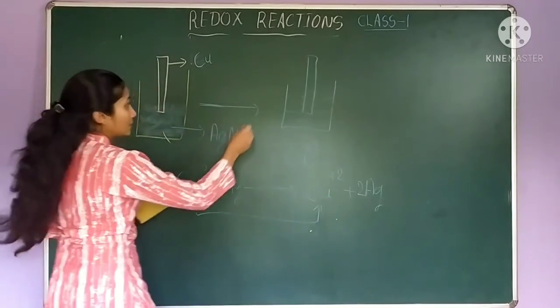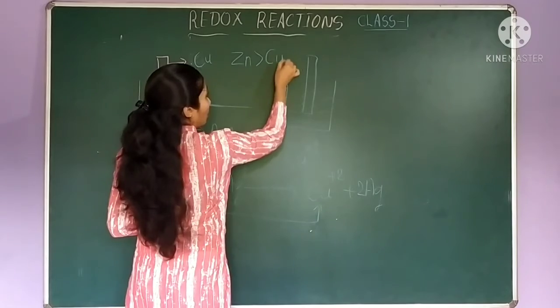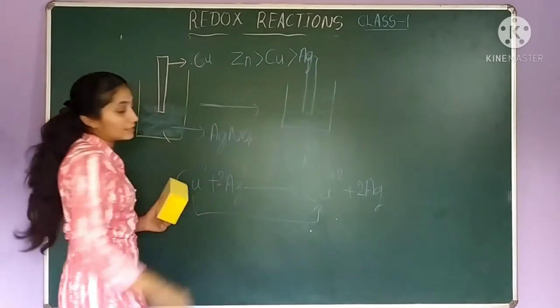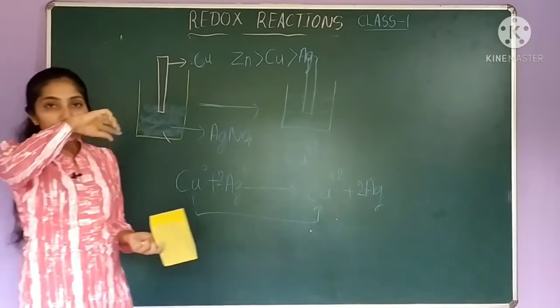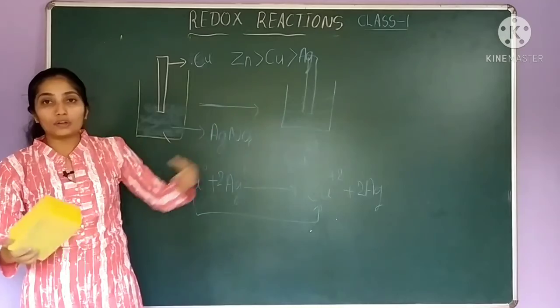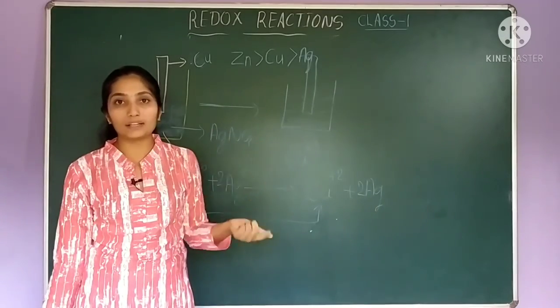That means only zinc can donate electrons to copper. Copper can donate electrons to silver, but the reverse is not true. This series is called the electrochemical series, an arrangement of atoms according to their electron donating tendency.